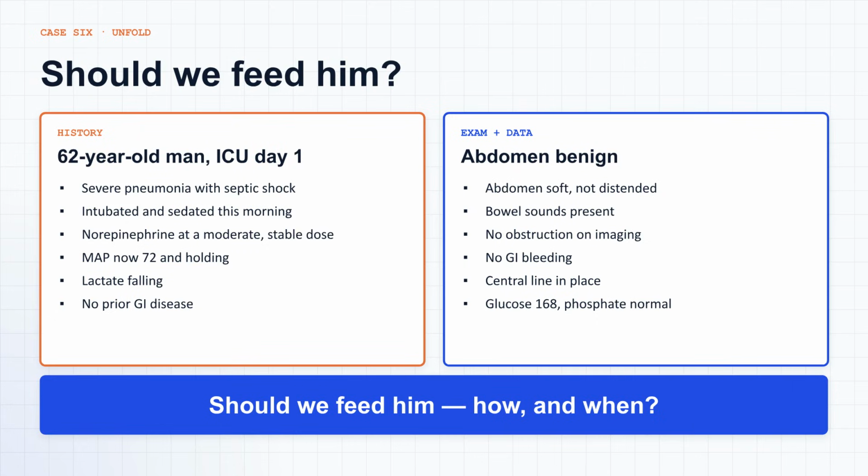The nurse asks you the question every resident gets asked. Should we feed him? And if so, how? And when? Think about the route, the timing, and about what would make you hold off. Think about what you would want to know before you answer. The abdomen, the shock state, and the timing.